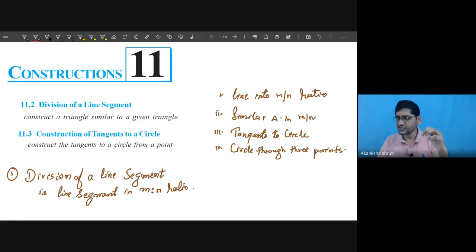The next kind of construction: you have to construct a triangle similar to a given triangle. The triangle that we have to construct may be of a bigger size or a smaller size, but the ratio m to n has to be maintained. The next one is for the circle. We have to draw the tangent to a circle from any external point, or if 3 points are given, then we can draw a circle passing through these 3 points. These are the only four kinds of construction.